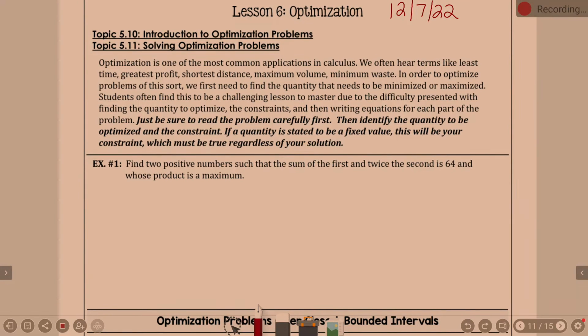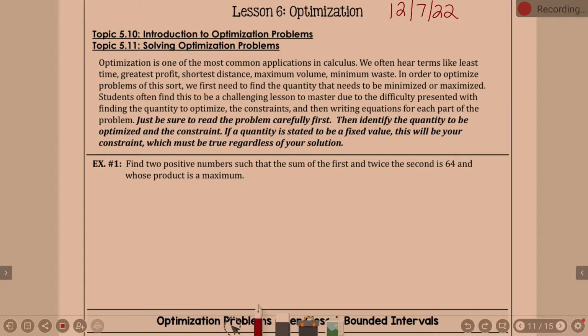Last lesson in this semester. Kind of crazy to think about. Is optimization. Okay, so our final application of derivatives. Now, optimization is trying to minimize or maximize something. Finding the most something will happen or finding the least something will happen.